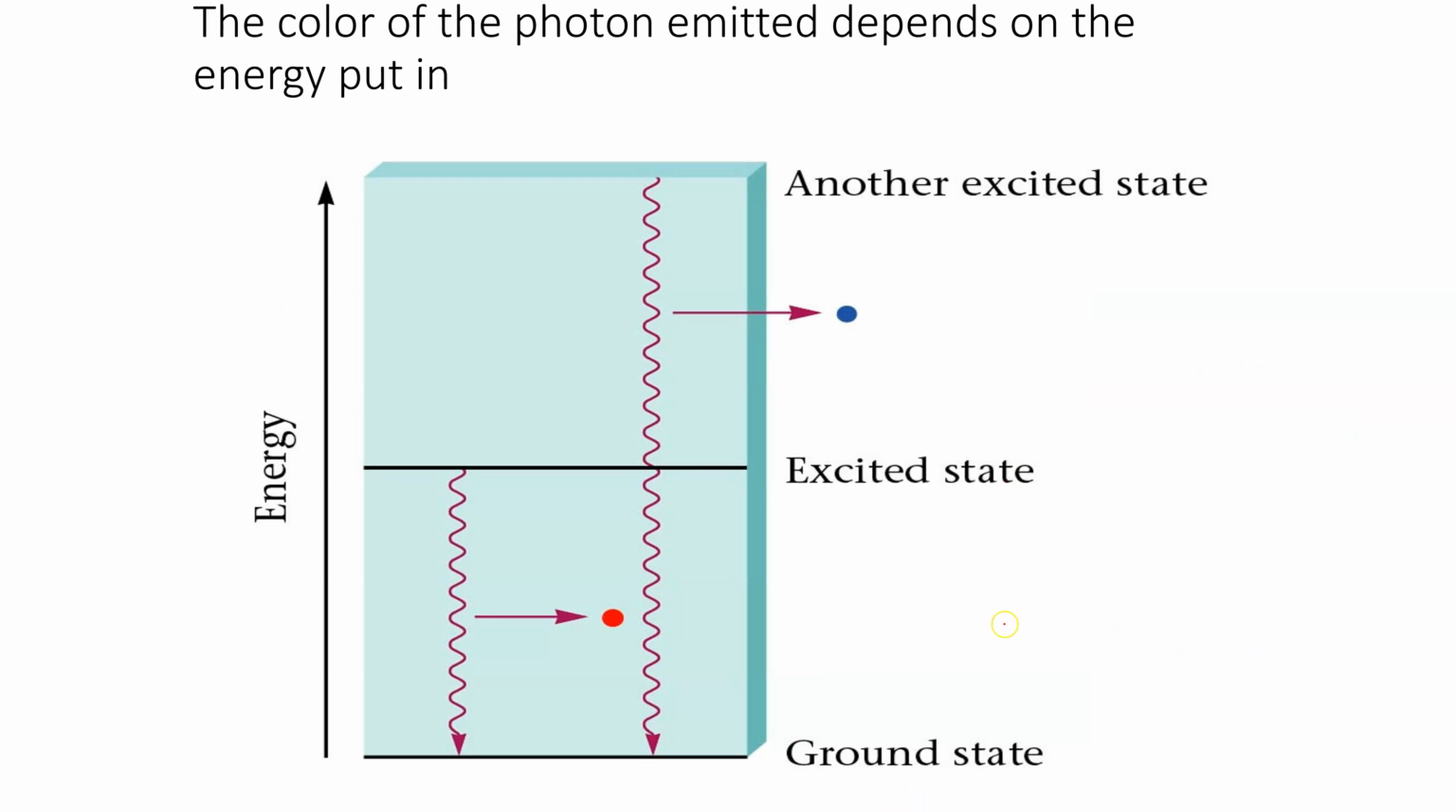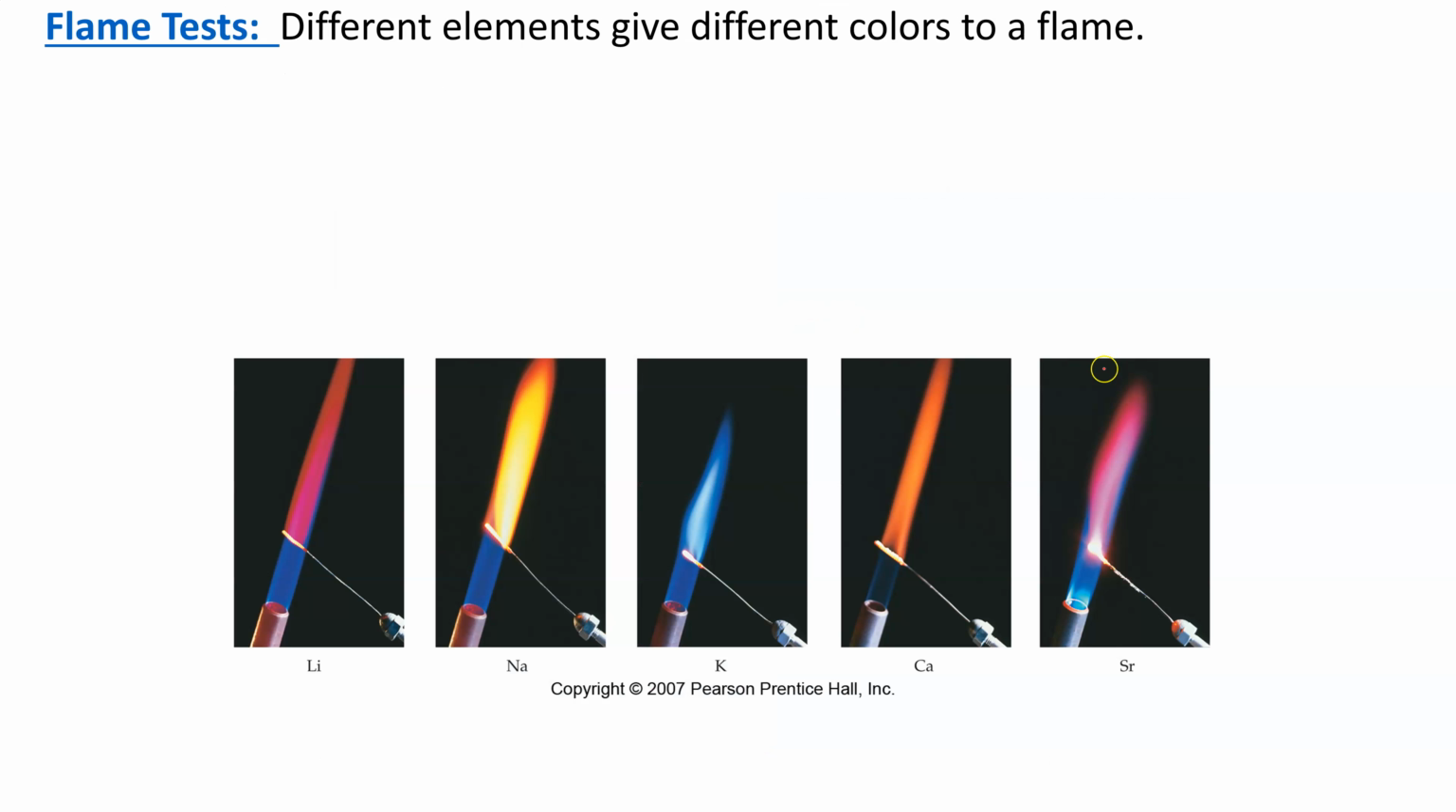Here's another example. Went up one shell, red. Went up, looks like two shells, but look at the distance once again. It's not the number of shells or how far it's going that matters. And that produces blue. Flame test, we could also identify elements with this. It's another way of identifying them.